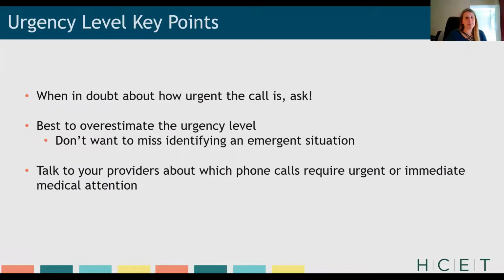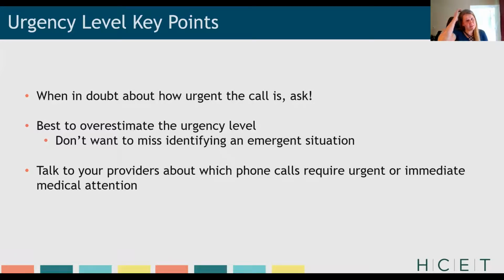So kind of wrapping up this urgency section, if you're ever taking a patient phone call and you're in doubt, you're like, man, I don't know, does this person need to call back right away? Can they wait? I'm not sure. Just ask. I would never be upset if any of my coworkers ask me like, hey, what do you think about this? I'd rather we have a conversation and let's talk about it, and then we can figure it out together. If you're ever in doubt too, it's probably best to just overestimate the urgency level, because you don't want to miss identifying an emergent situation, okay? Or again, talk to your coworkers and see what they think.